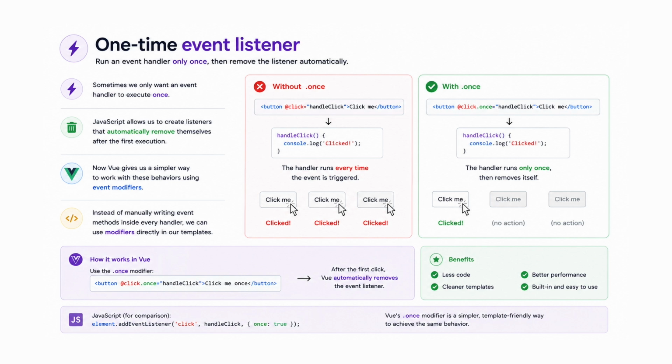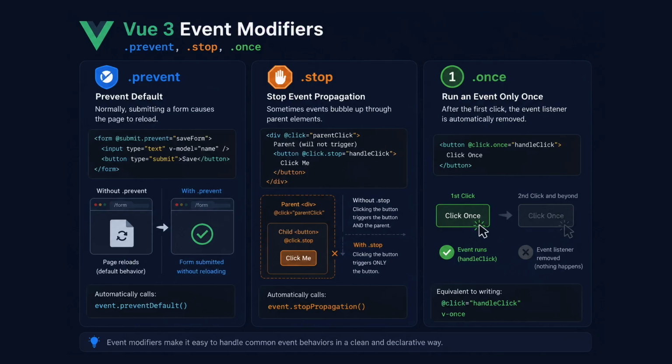Now Vue gives us a simpler way to work with these behaviors using event modifiers. Instead of manually writing event methods inside every handler, we can use modifiers directly in our templates. Now we'll look at three commonly used event modifiers: prevent, stop, and once.